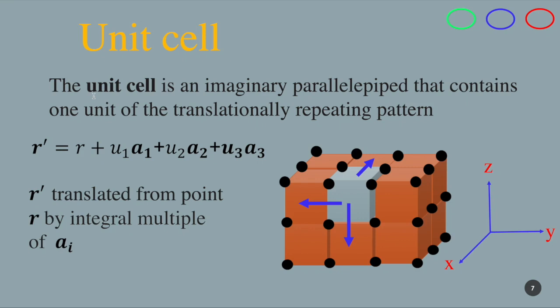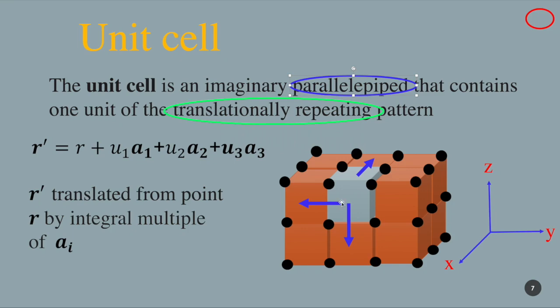The unit cell is an imaginary, please remember this term, parallelepiped, that contains one unit of the translationally repeating patterns. So translationally repeating pattern, and also this word parallelepiped should be marked. What does that mean? Parallelepiped is derived from parallelogram with the 2 parallel sides. So obviously we should have parallel sides here. And what does this mean?